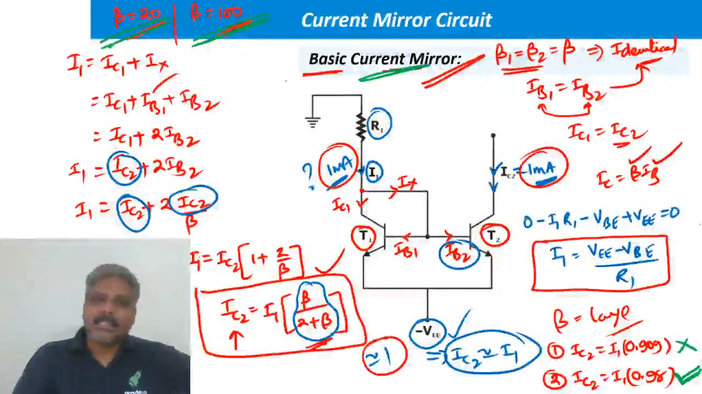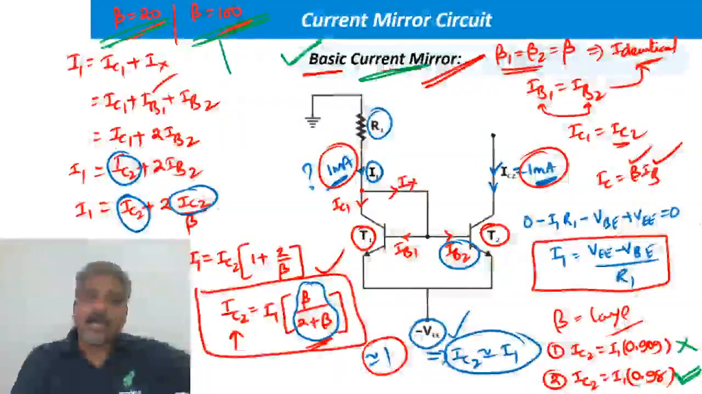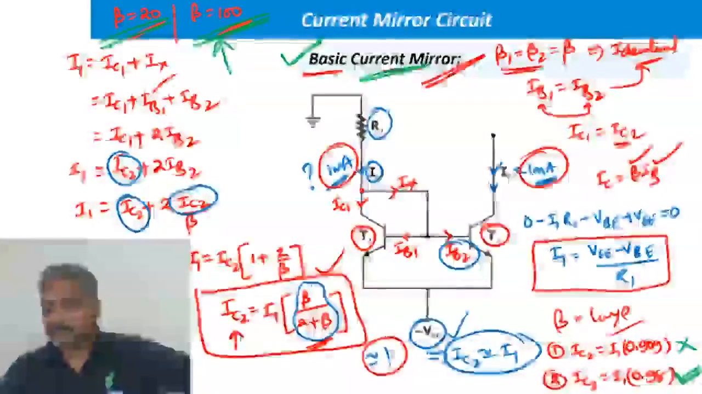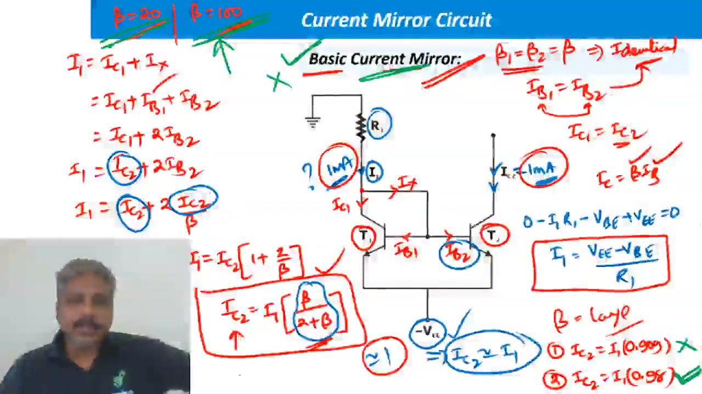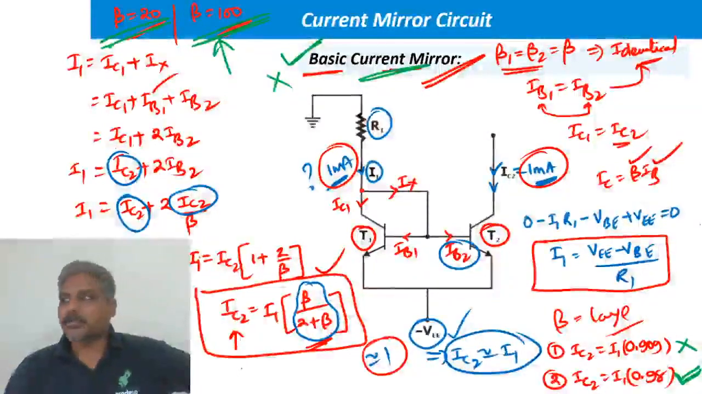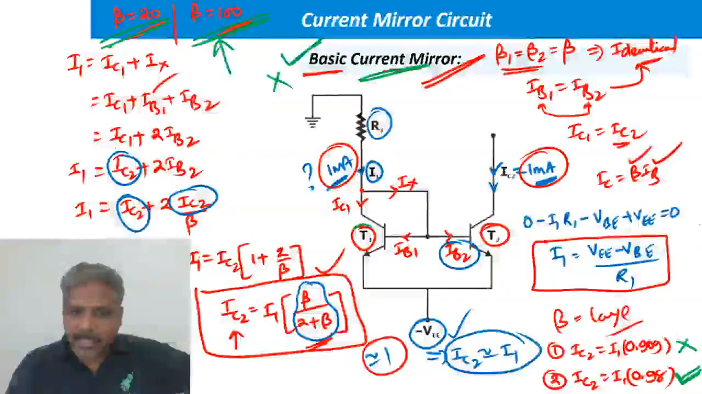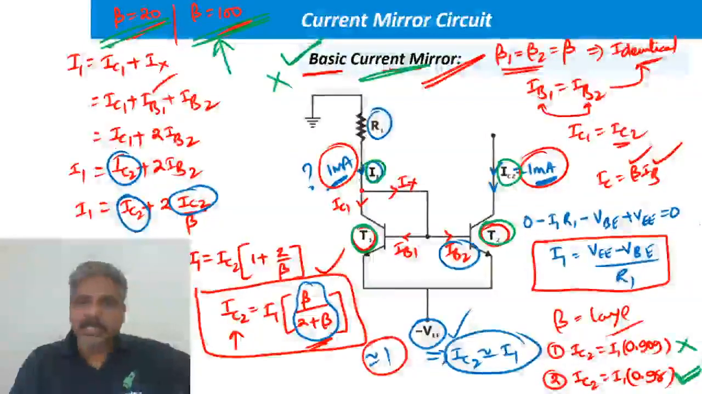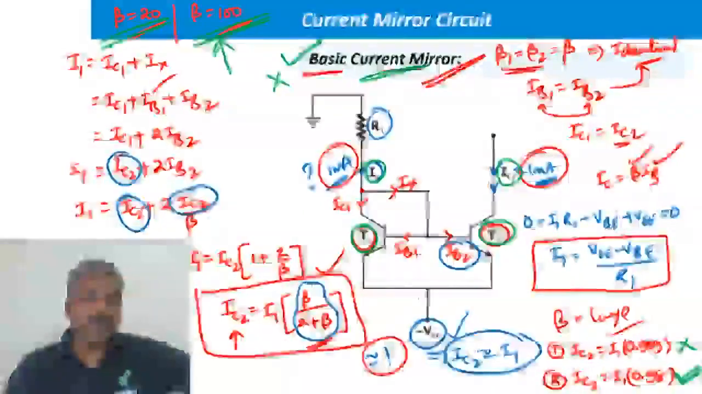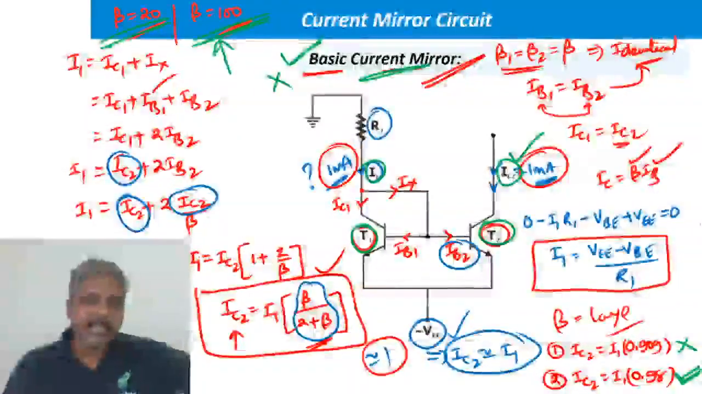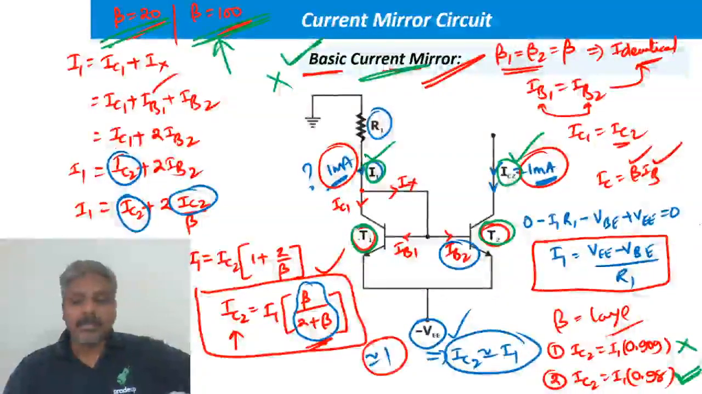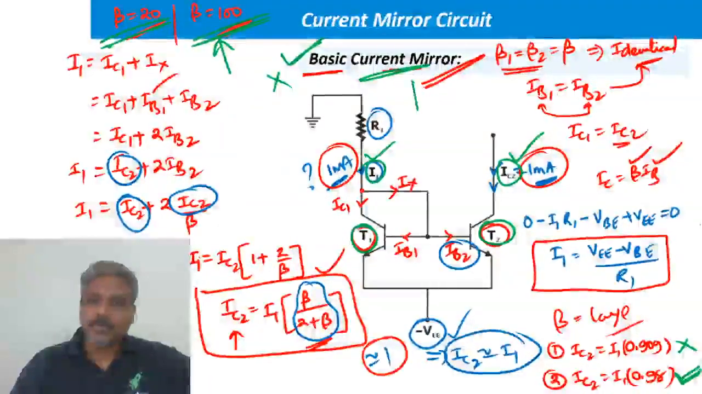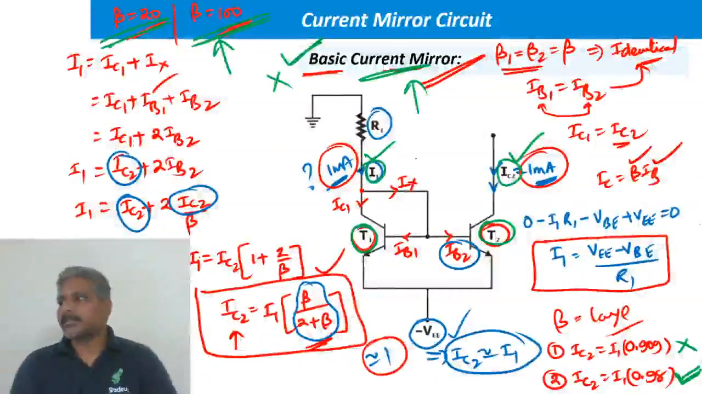That means this current mirror is good only for large beta values, not for small beta. That is the drawback of this circuit. If you have taken transistors with large beta, then only this current is going to be equal to this current. Otherwise, it is not that much. That's the problem here. But ideally you want this to be a mirror image of this. Then how is it possible, even for small beta? To improve this problem, we are going for the next circuit.